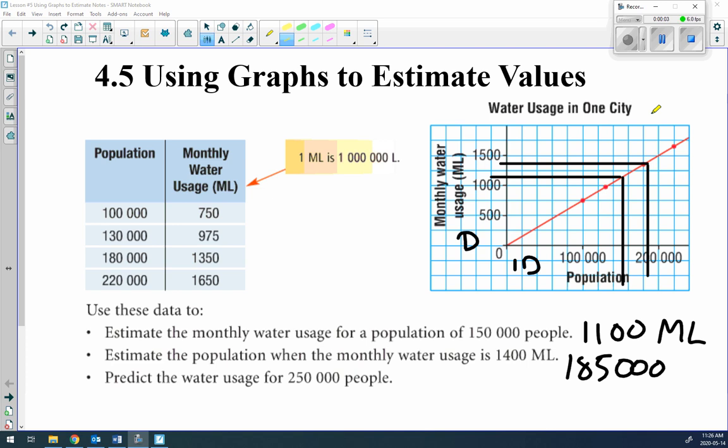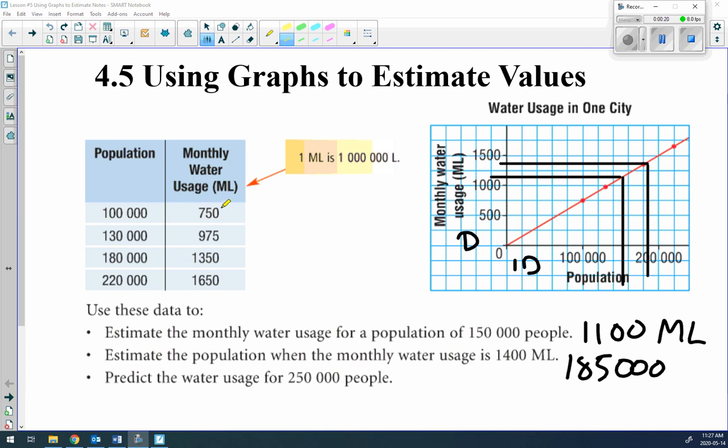Grade 9 math, lesson 4.5, using graphs to estimate values. So graphs are really useful to give information out about what's going on. What we have here is population and water usage, right? And you can think about this: if the population increases, should we be using more water?